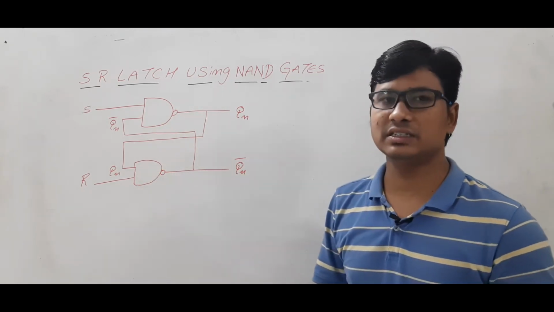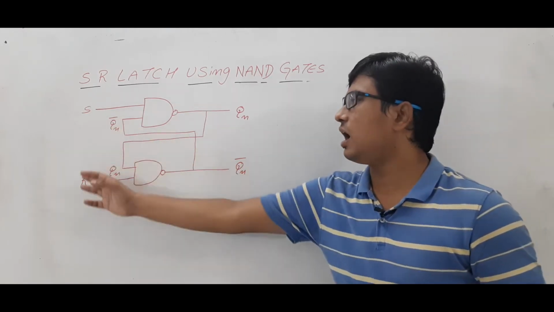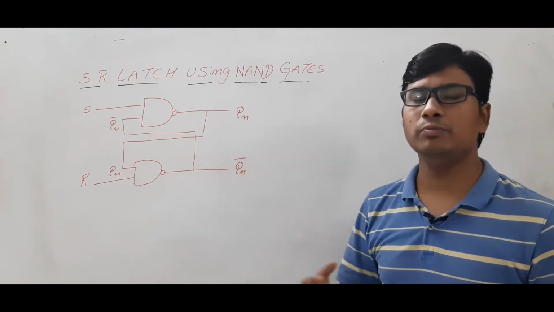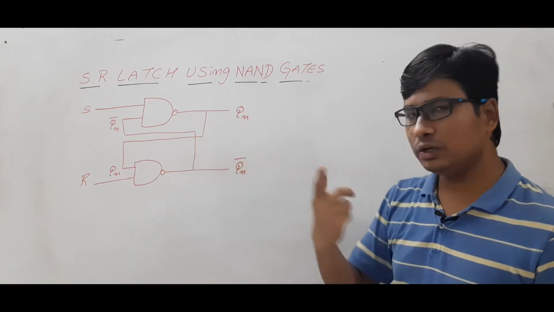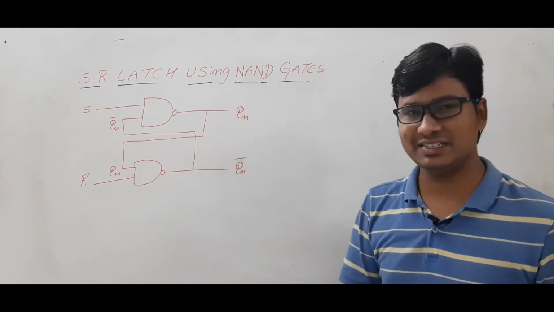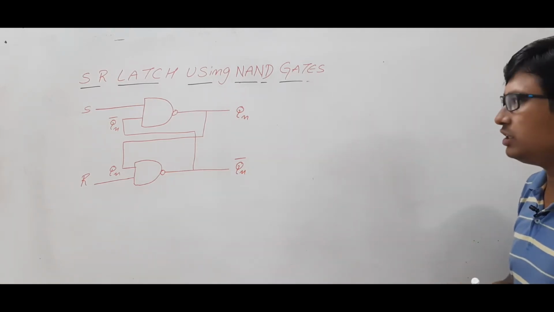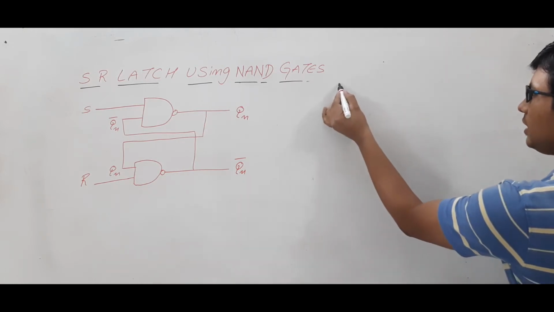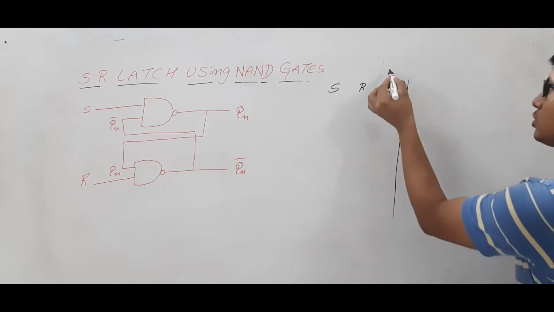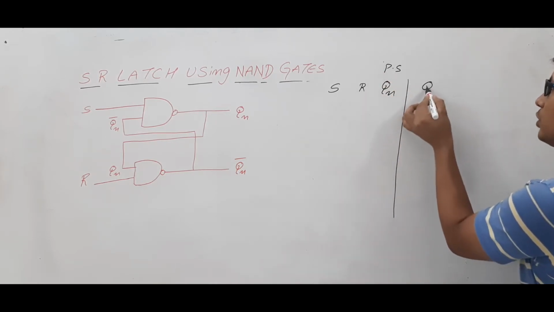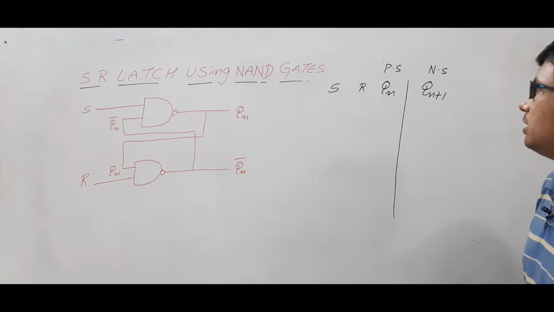Now we will see its characteristic table. Tell me, how many inputs are there? 3 inputs are there, because S, R and Qn. Don't think that Qn complement is another input, because these two are complement to each other. So we are storing only one variable here, which is Qn. Now if you look at its characteristic table, we'll have 3 inputs and 1 output. S and R and Qn are the 3 inputs. What is Qn? It is the present state. And what we want to find is Qn plus 1, which is the next state. Am I right?